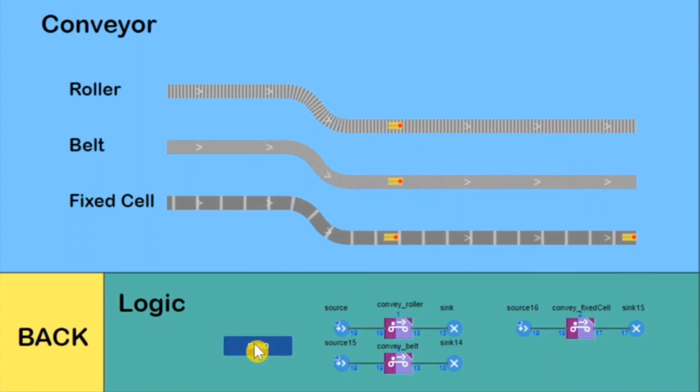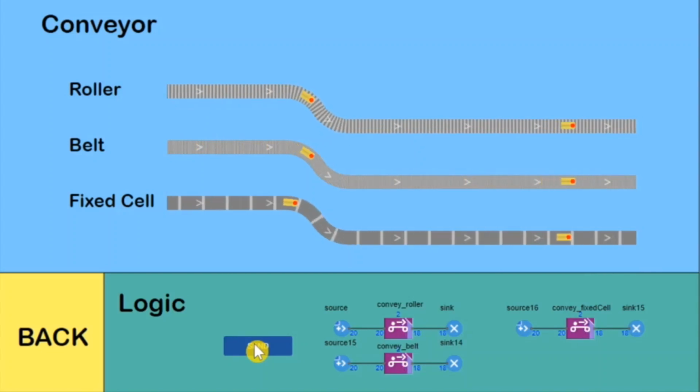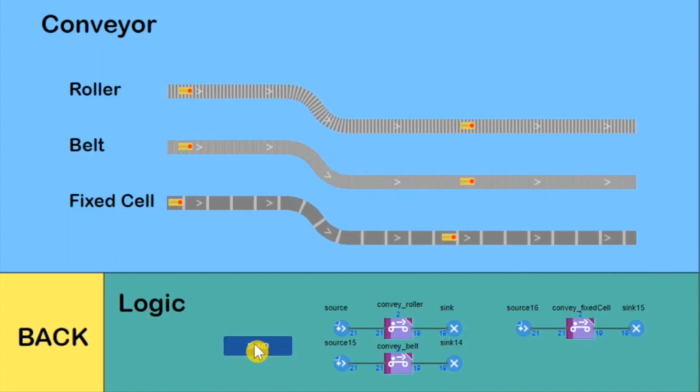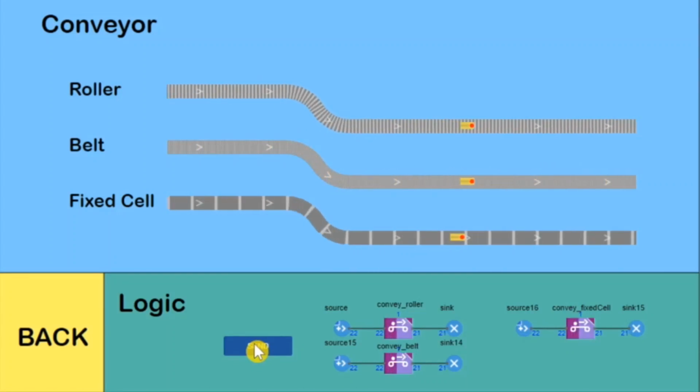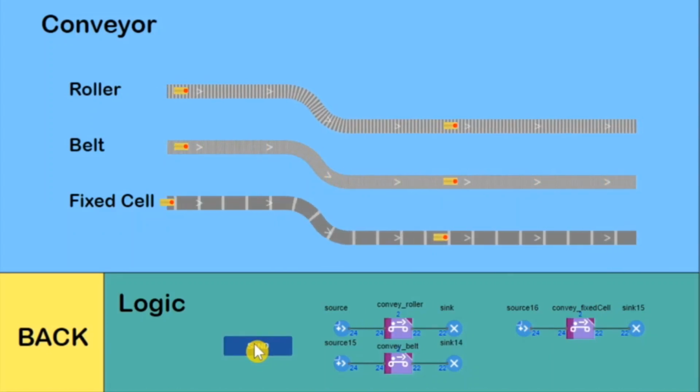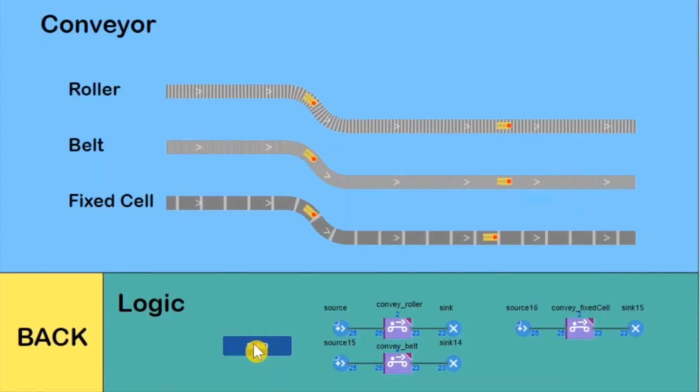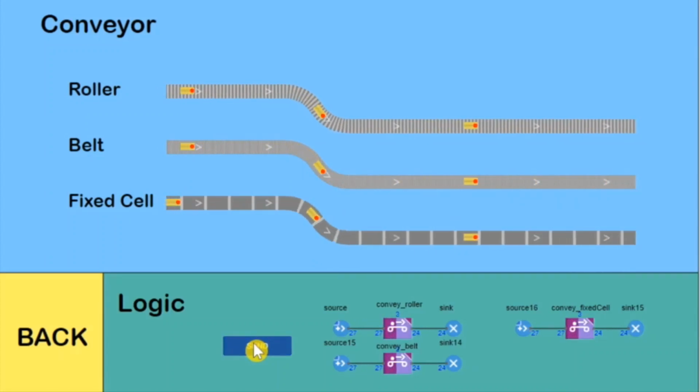The fixed cell type is again not an accumulating type of conveyor. The conveyor is a succession of cells of specified size. A material item is placed inside the conveyor cell, and one conveyor cell can contain only one material item. If an agent stops, the whole conveyor stops.